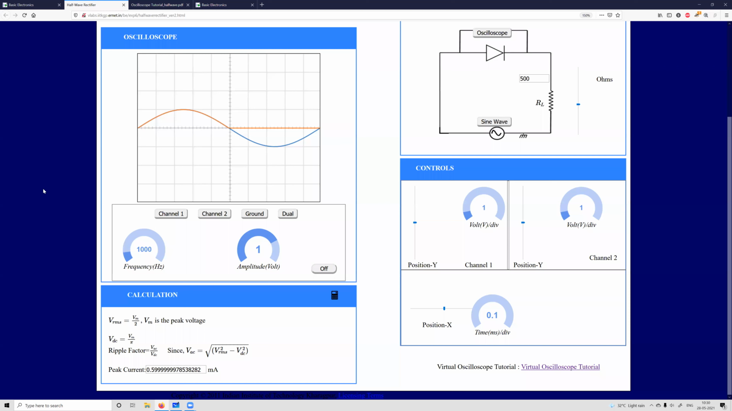What is RMS voltage? Anyone? Root mean square voltage. Yes, root mean square voltage. If the peak voltage is Vm, what is the RMS voltage?